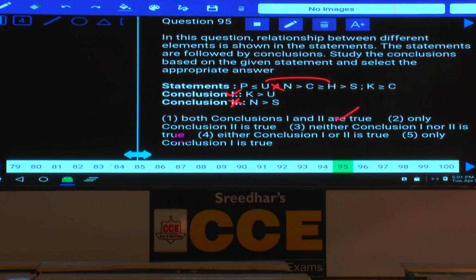Then 95. Now in this 95, the relation between K and U. Now K and U is here and K is here. Now K at this place, K greater than or equals to C means C is lesser than or equals to K. Are you following this one or not? Now the relation between U and K, if you observe here, there is 1 greater than, 1 lesser than, no relation between these two, and the first conclusion does not follow.